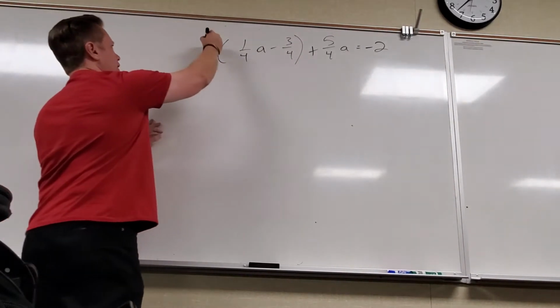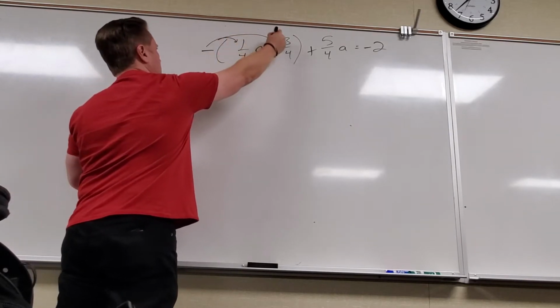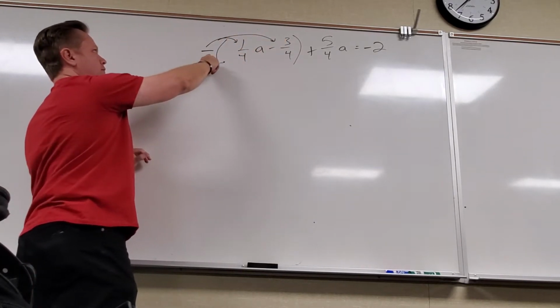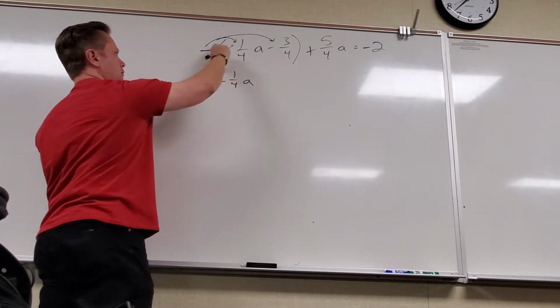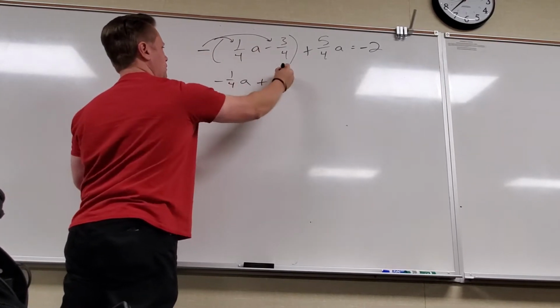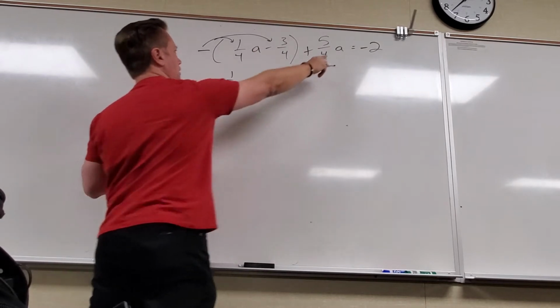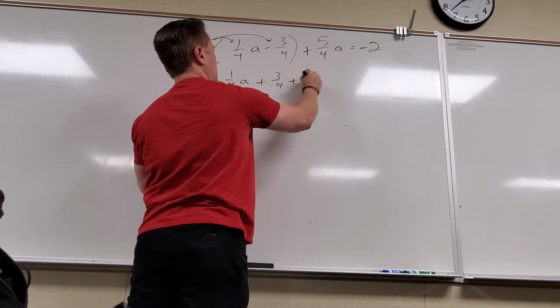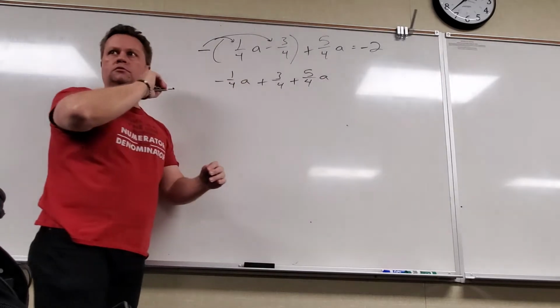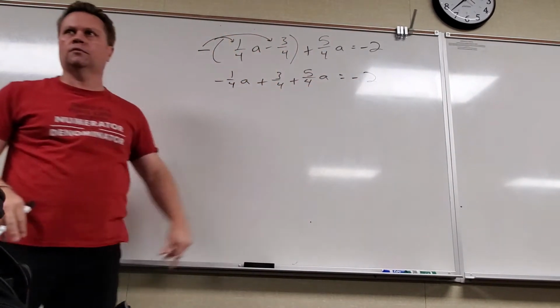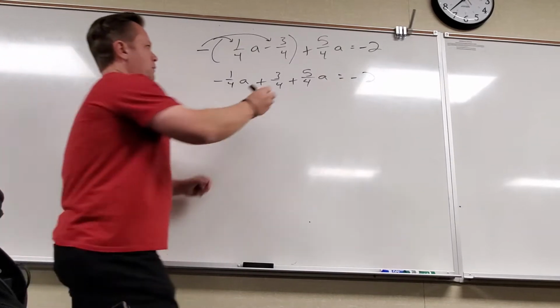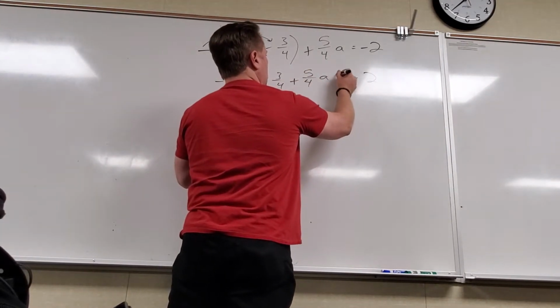So what happens when I distribute this? Negative 1/4 a plus 3/4. And then that's still sitting there, right? Is that cool? And then the equals negative 2, that side had nothing to do. It's just sitting there. Make my equals bigger. There you go. Equals.